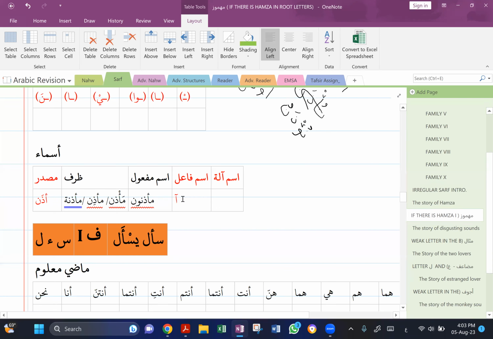Did you write مأذون? Oh, typing is a headache. I wish you could just say it and it just types. مأذون. No wonder it's not recognized. It's like, what is this? آذن.